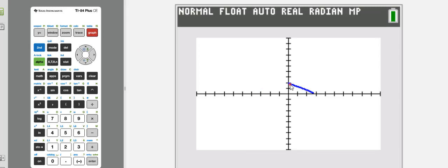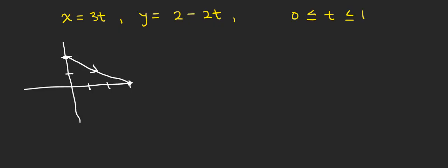Now, again, use your calculator, you will notice that it's going this way. It looks like you're starting from 0, 2, and then you end up at 3, 0. So this is how the graph looks like, going this way. That's the direction of this parametric equation. Now notice, when t equals 0, you get 0, 2. That's the starting point, isn't it? And when t equals 1, you're going to get 3, 0. That's the end point. That's why the graph looks like that.